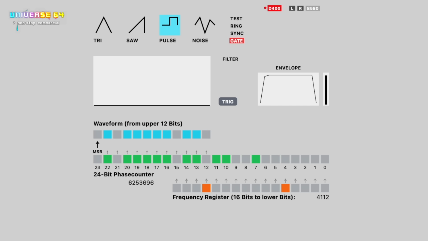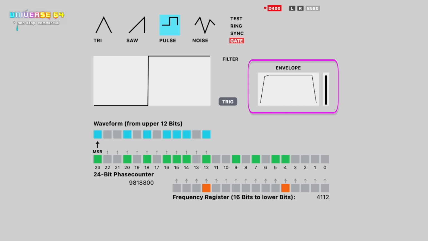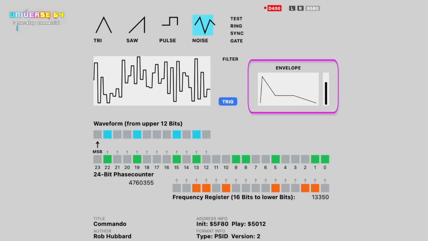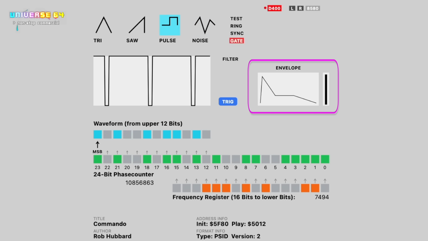In addition to the waveform, the sound chip generates an envelope curve, which influences the volume of the generated waveform. This envelope rises from 0 at a certain speed, holds its value for a certain time, and then falls back towards 0 at a certain speed. The envelope, like the frequency of the waveform, is controlled via registers.